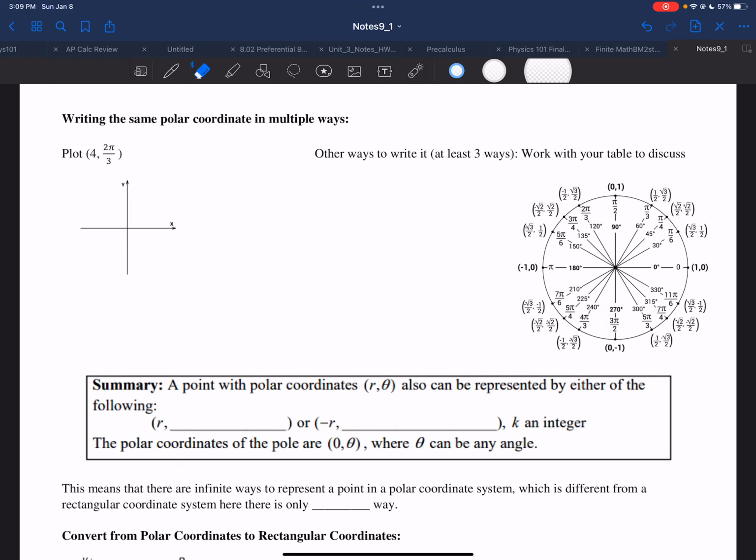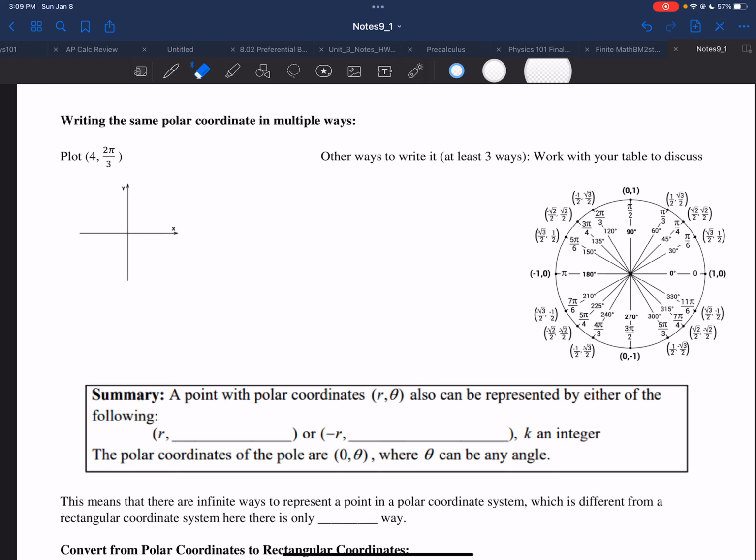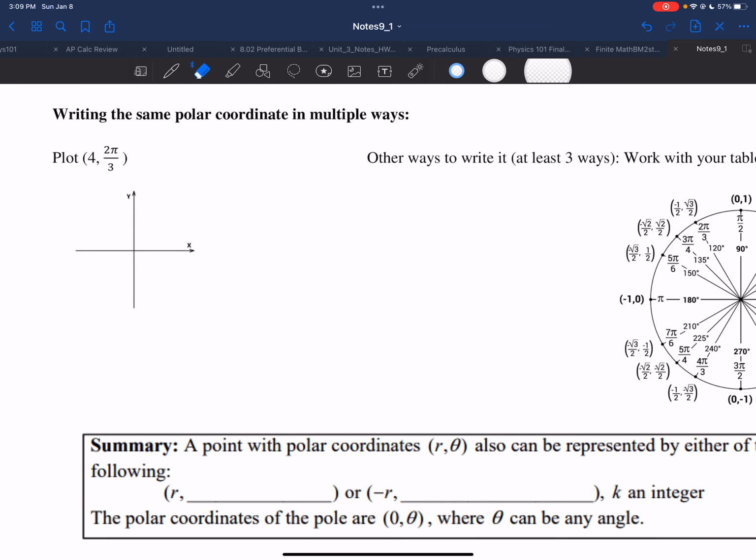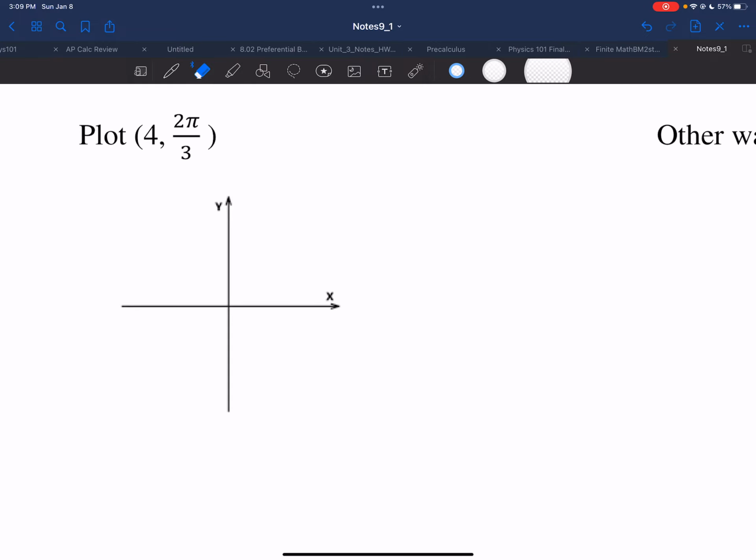All right, now we're on to page 2, and the objective here is to write the same polar coordinate in multiple ways. So let's go ahead and take a look at what we've got here. We're plotting 4, 2 pi over 3. So of course this is our r, and this is our theta, right? Because we put it in the format r, theta.